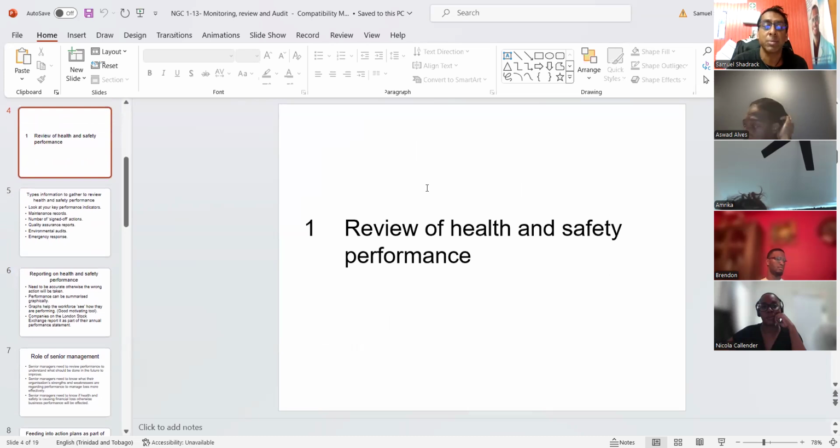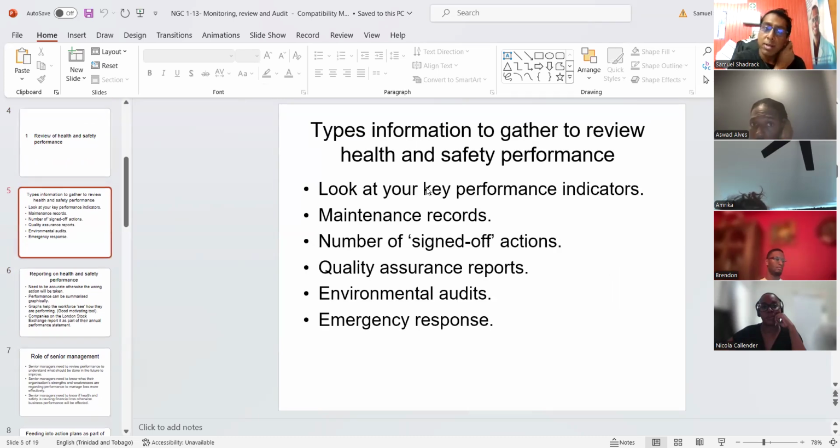So, review of health and safety performance. Types of information to gather to review health and safety performance: look at your key performance indicators, and that's what we're doing actually. Look at your maintenance records. This is when they review performance. Look at the number of sign-off actions. Are you getting the actions done? And if so, well, then good.